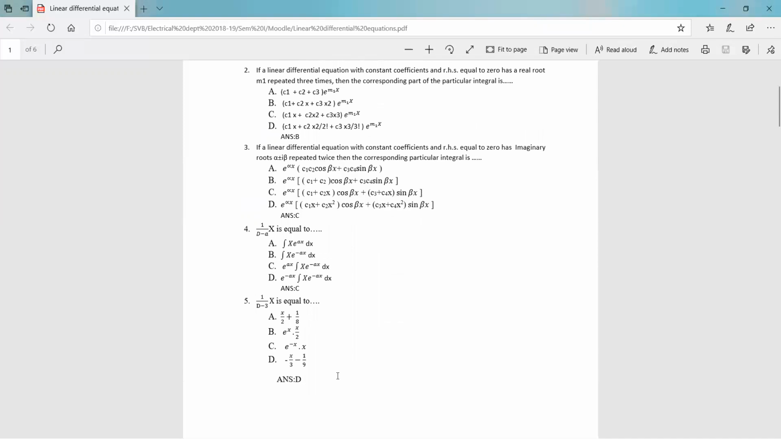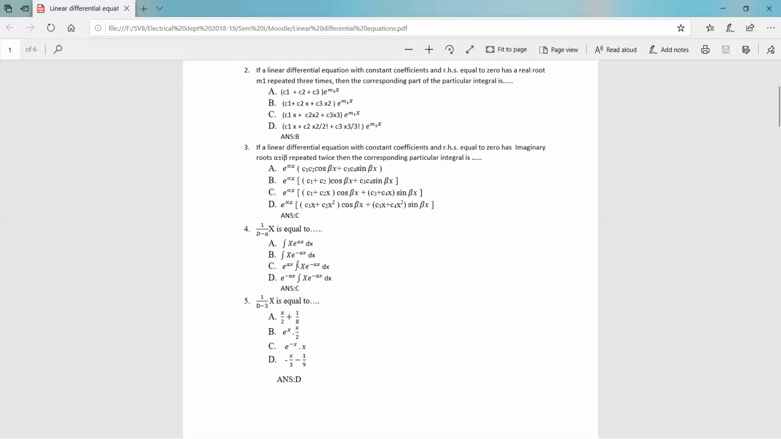1 upon d minus 3 x is equal to, here is a small x because we have to use this formula. Here is a, here we have taken 3. Here is capital X, in place of capital X we have taken small x. So 1 upon d minus 3 x is equal to, we have to use this formula: e raised to a x integration capital X e raised to minus a x dx. So a is nothing but 3 and capital X is nothing but small x. So what do we get? E raised to 3x integration x into e raised to minus 3x dx.